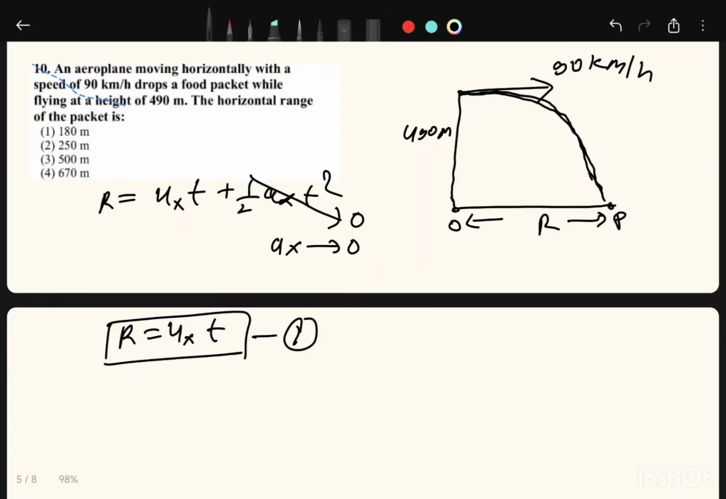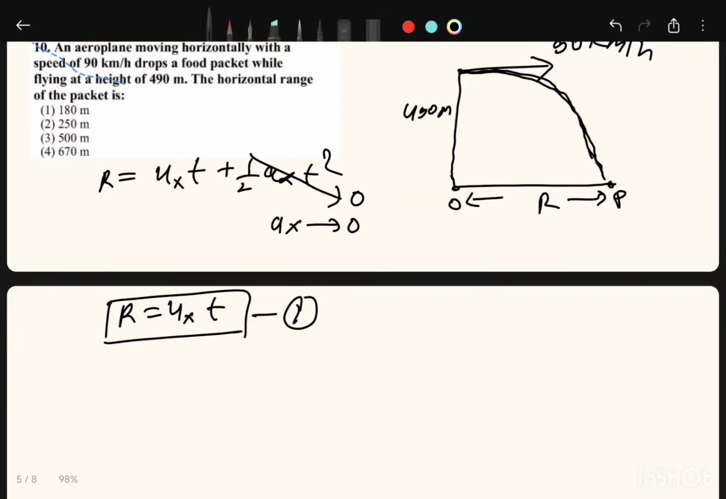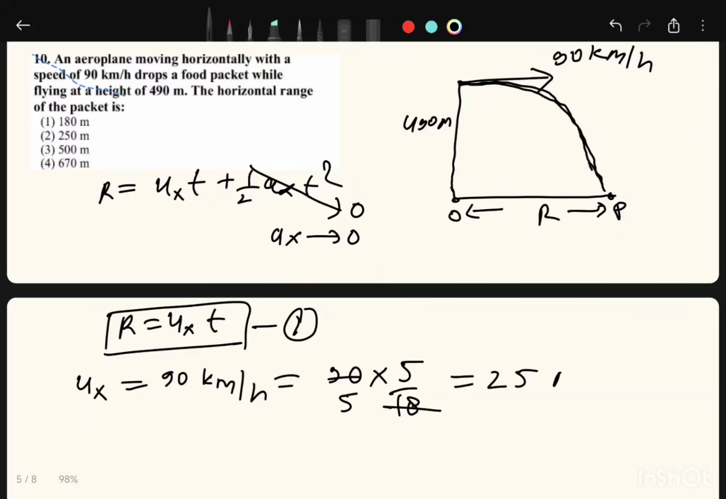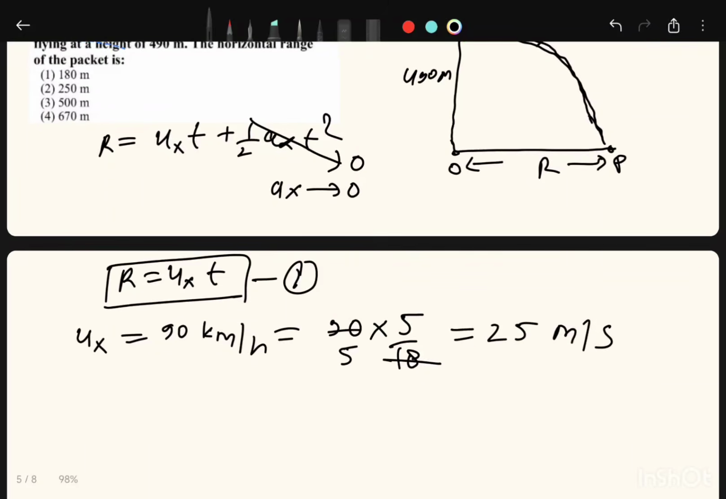So you see you are given the initial speed in the horizontal direction, which means that velocity is ux and that is 90 km per hour. You can convert into meter per second, for that we have to multiply it by 5 by 18, right? So it will be 25 meter per second. 18 will divide 90 five times, and 5 multiplied with 5 will give you 25 meter per second. So this is the speed of your aeroplane.